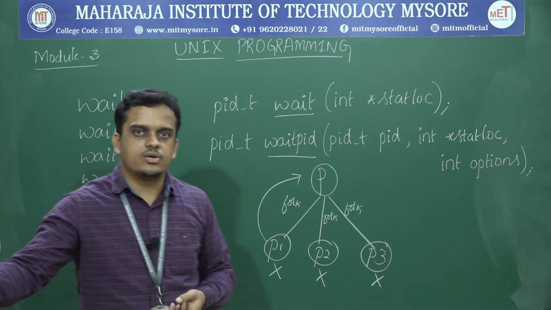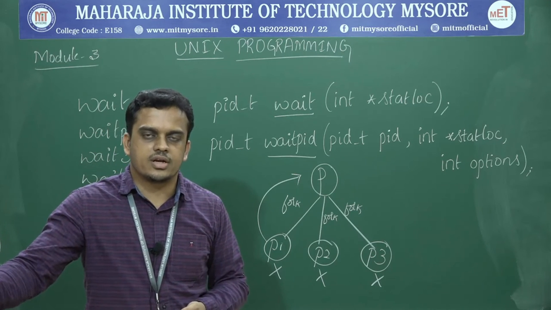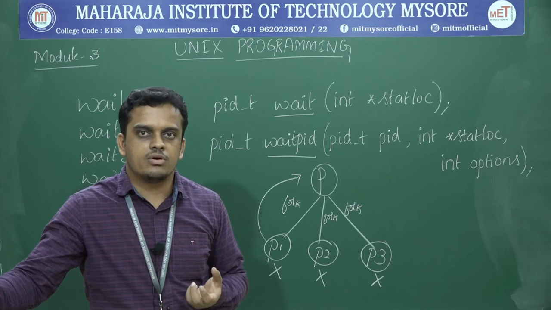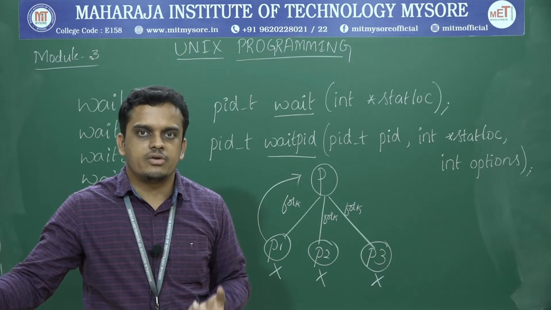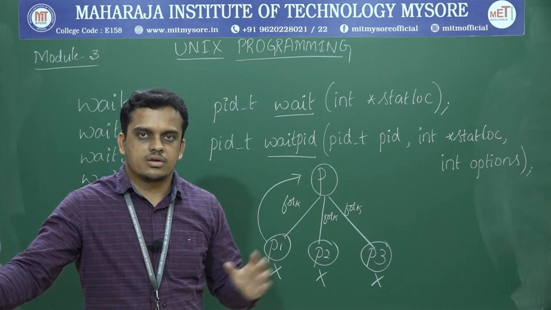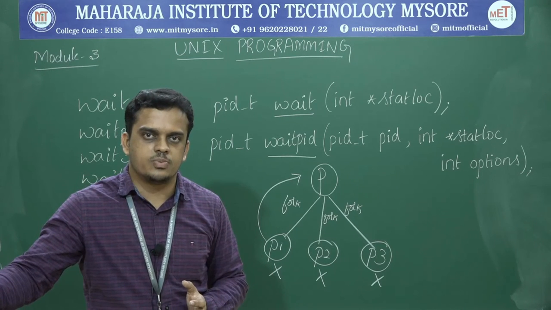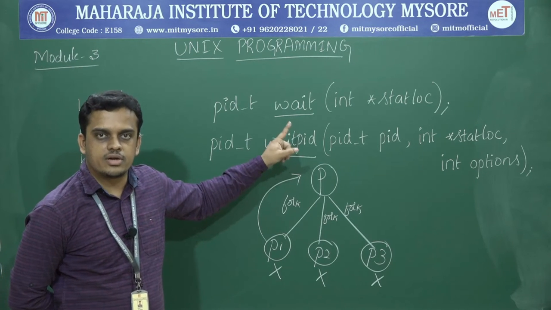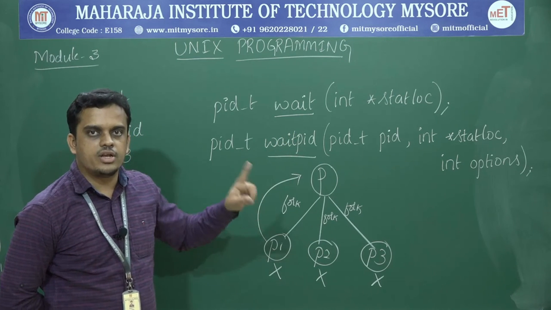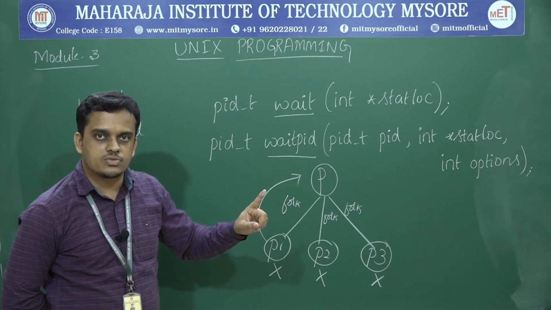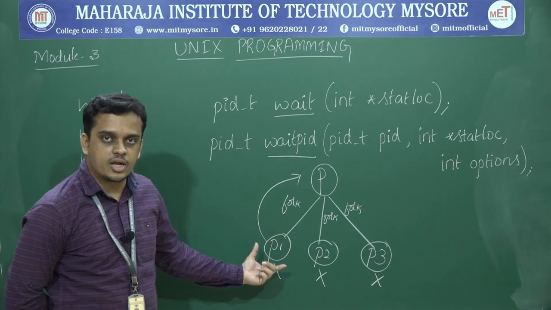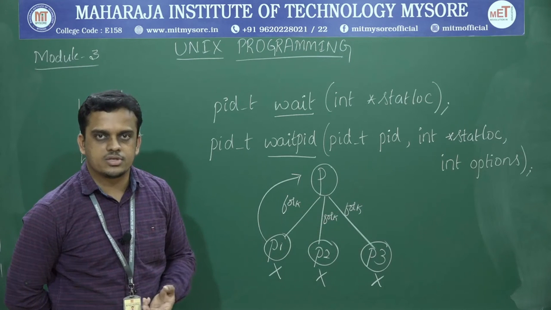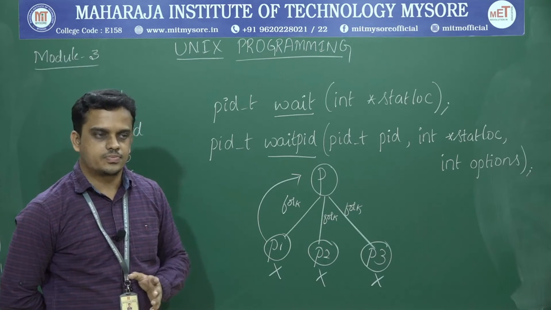So that is the usage of the wait function, where wait is a function which will return the termination status of the process which has been terminated first. It doesn't care about the other processes. So any one execution of a wait function will return the termination status of any one process, and that process will be the one which has been terminated first. It doesn't care about the rest of the processes, even if they have been terminated.